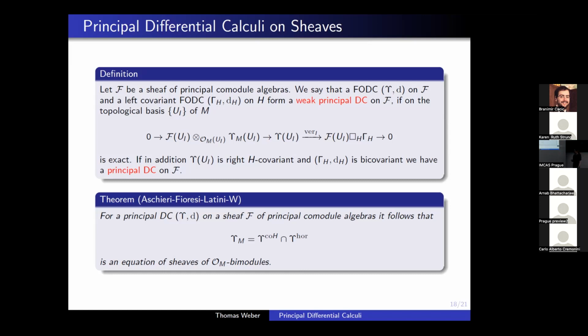So it is enough to know this locally, and you will now get an equality of sheaves. So having a principal differential calculus means that you now know that your sheaf of base forms is given as the intersection of the invariant ones with the horizontal ones.